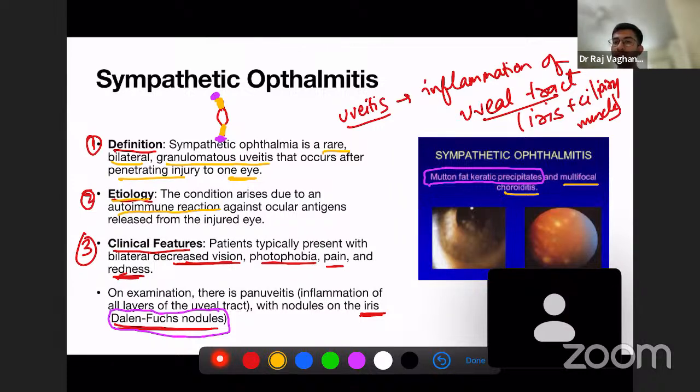And panuveitis, also inflammation of all layers of the uveal tract, including the iris and ciliary muscles, with nodules on the iris. And what are the nodules called? The nodules are called Dalen-Fuchs nodules. And you will also see mutton fat keratic precipitates with multifocal choroiditis. So this was about sympathetic ophthalmitis.